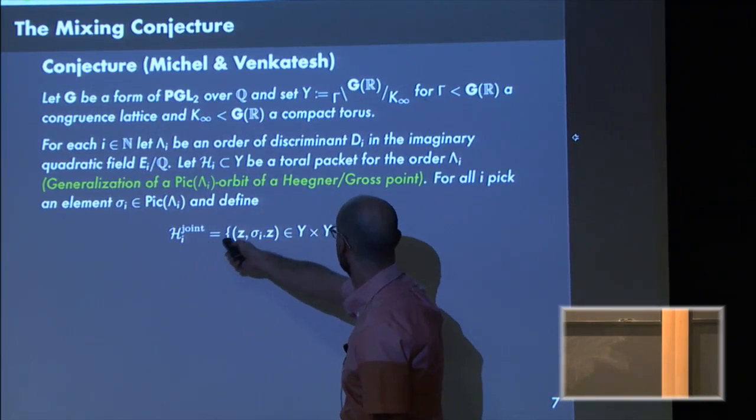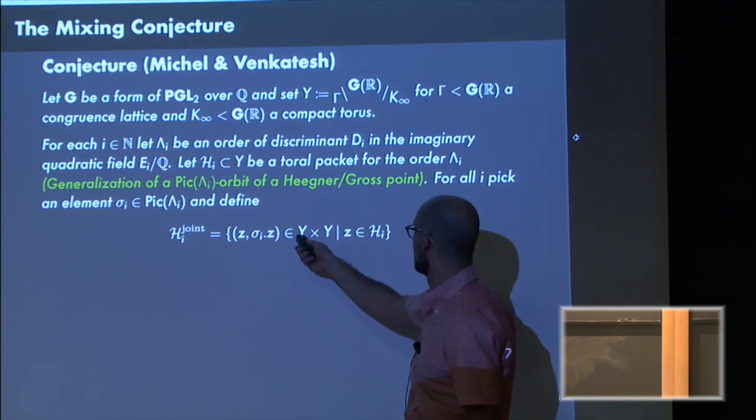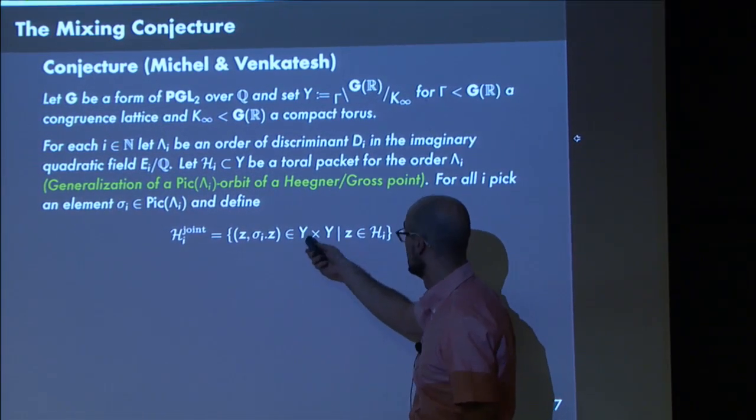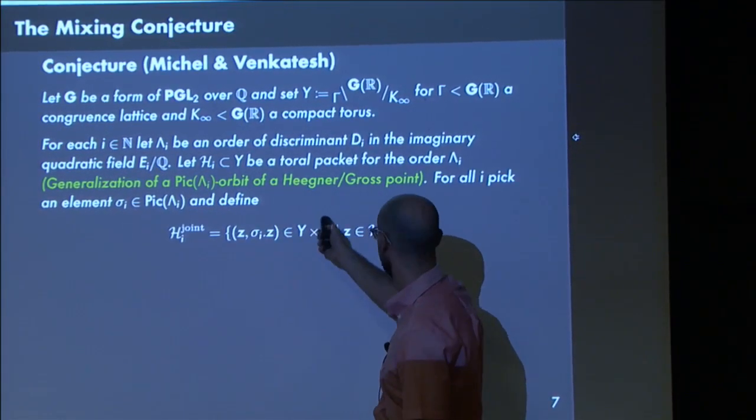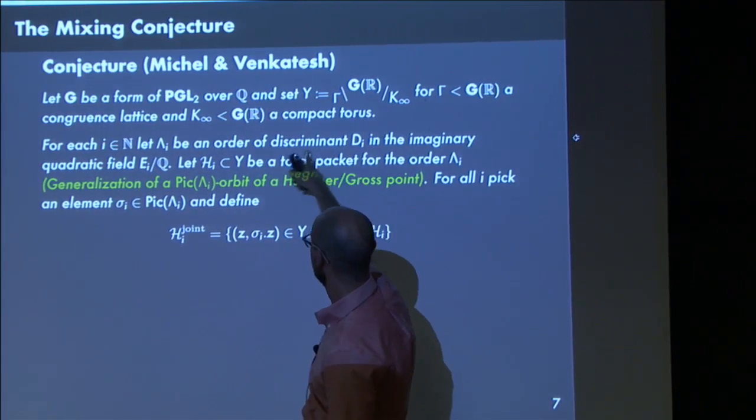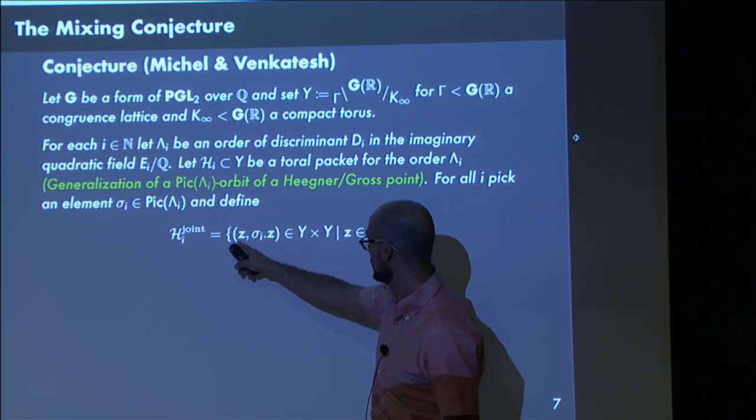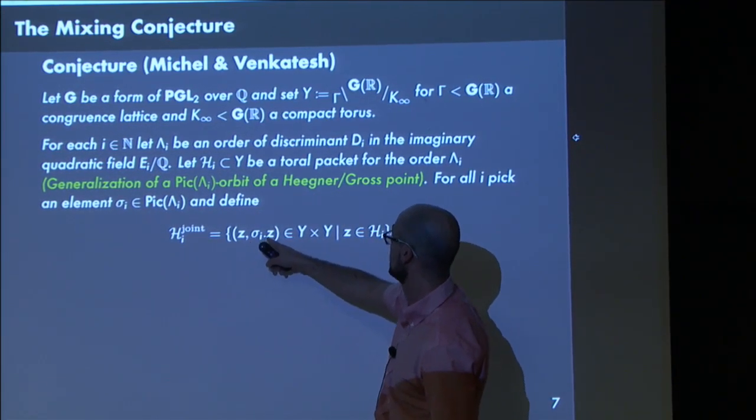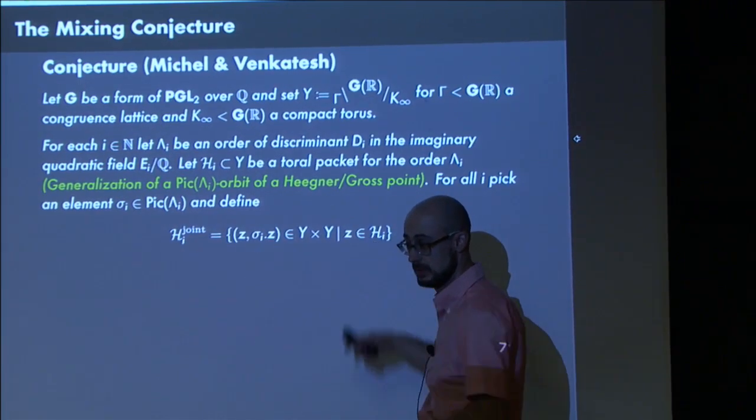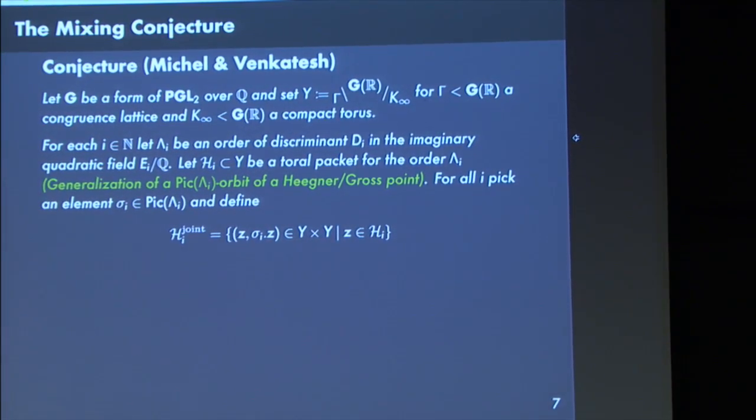And what happens, you can think about this as a subset of the product of two modular curves, or of two such spaces, which is not necessarily a modular curve. So for each discriminant, for each order, you fix some element sigma in the class group, and you look at this subset of pairs (z, sigma z), where z runs on the orbit, which is exactly the situation we had before, translated to this setting. Okay, or almost exactly.